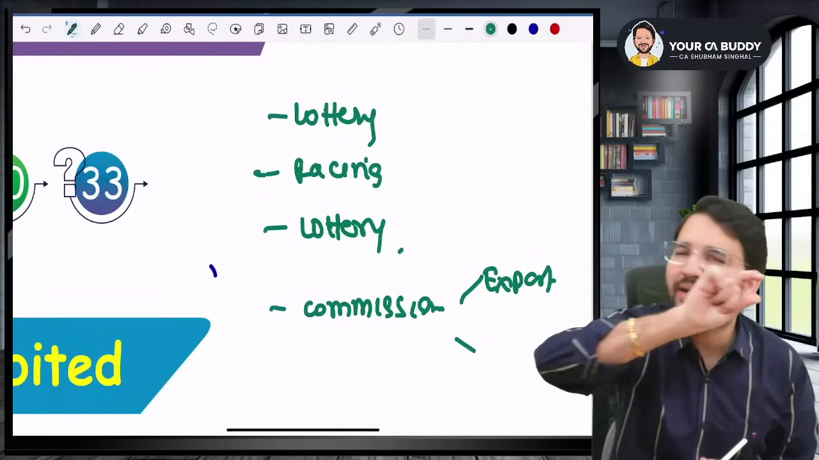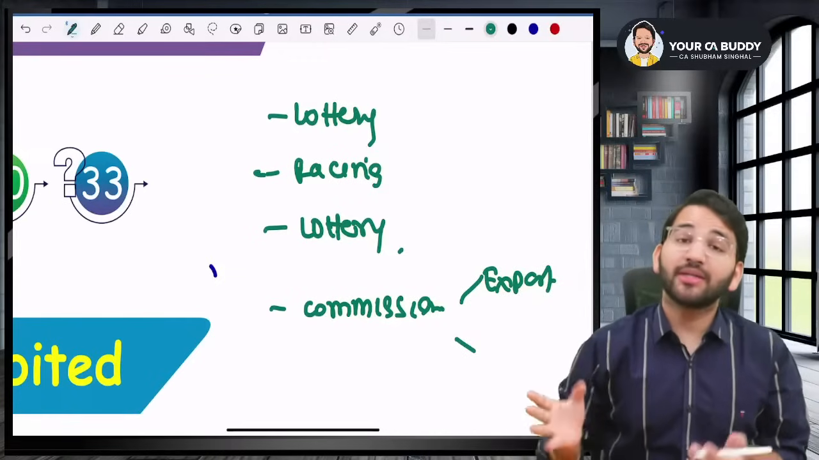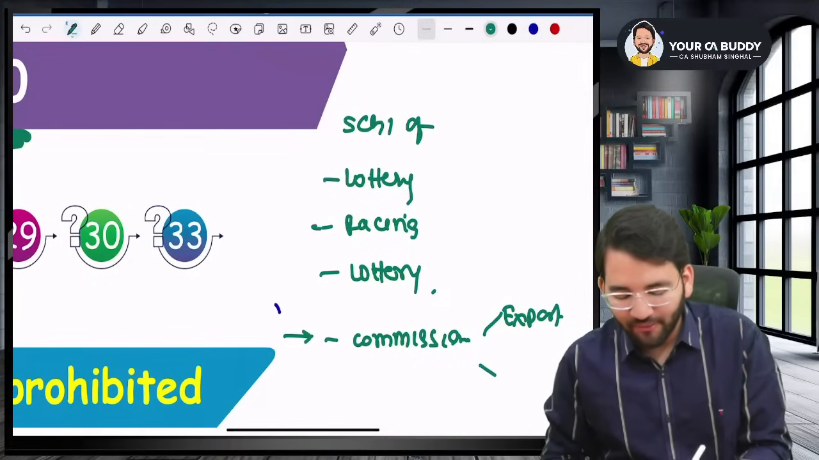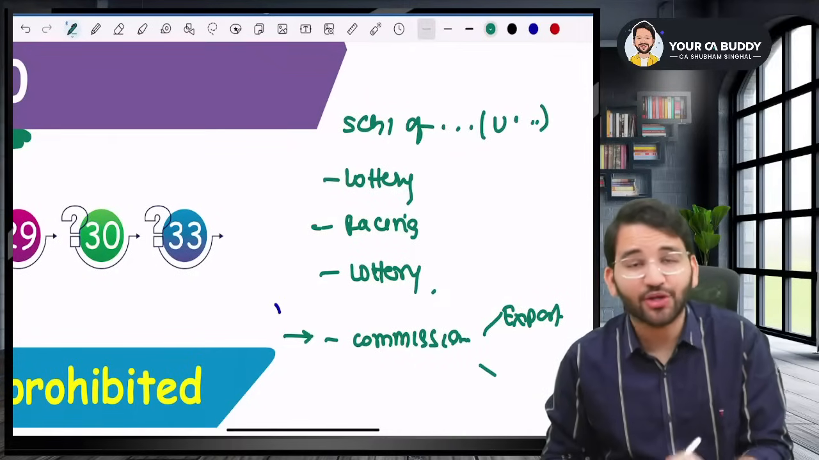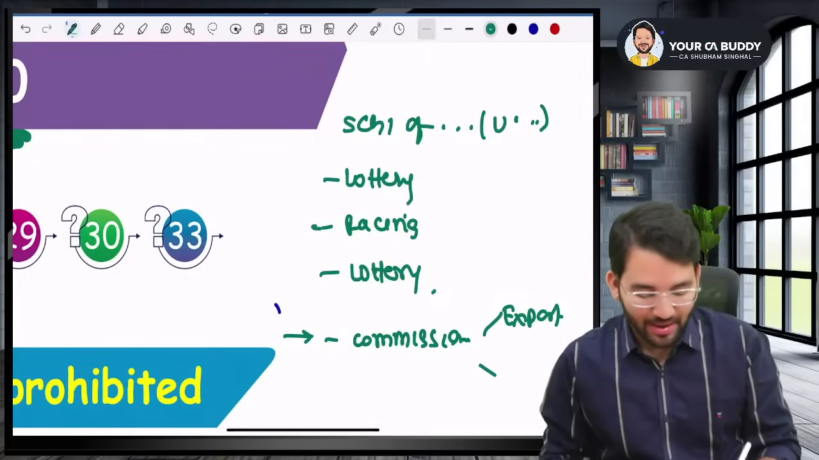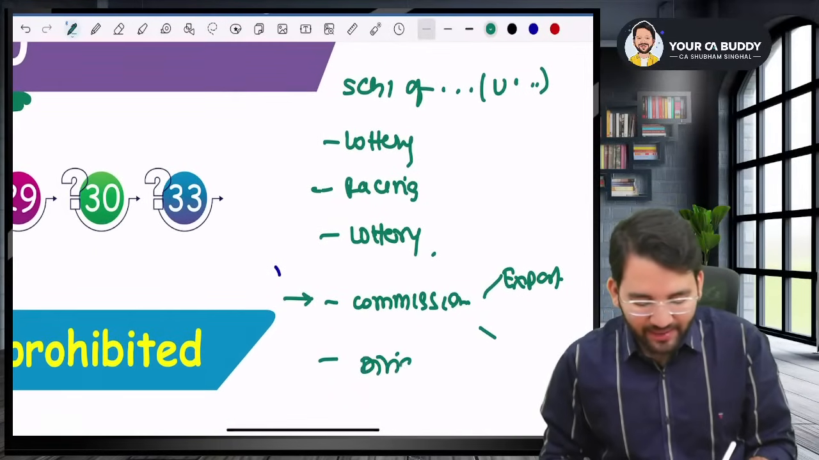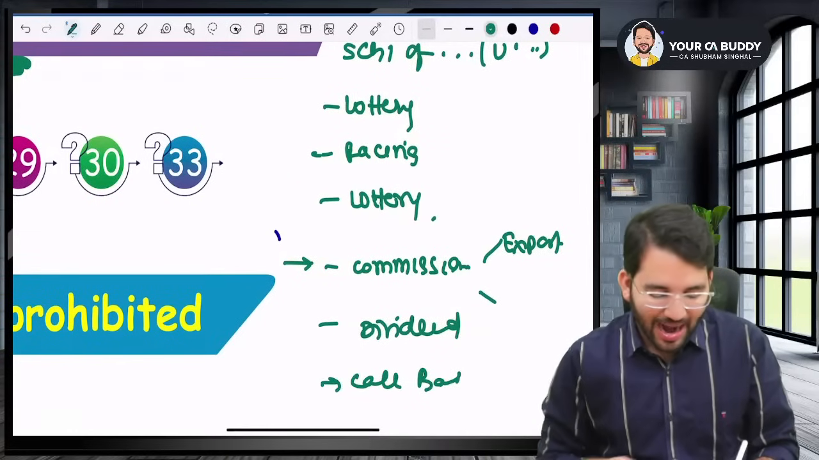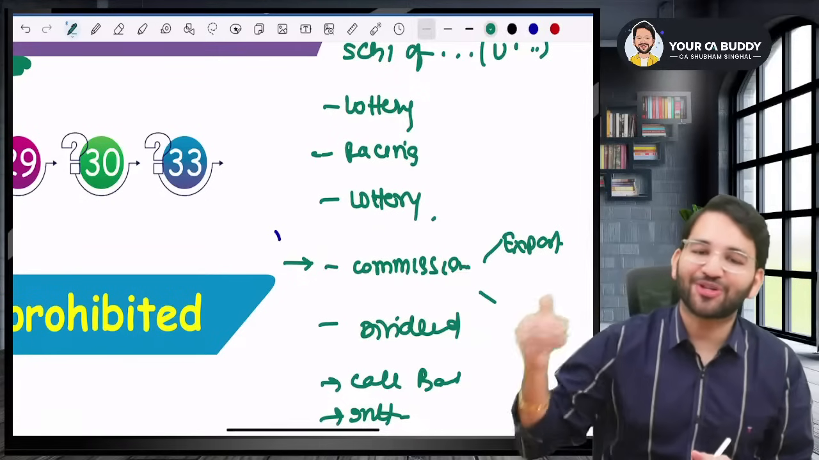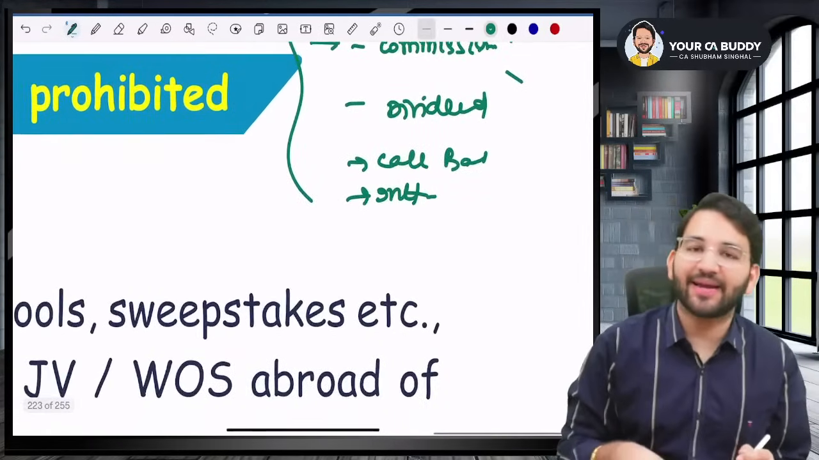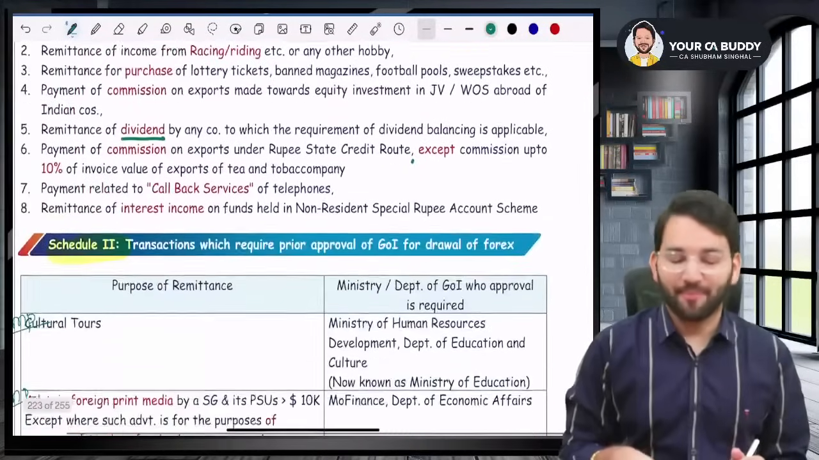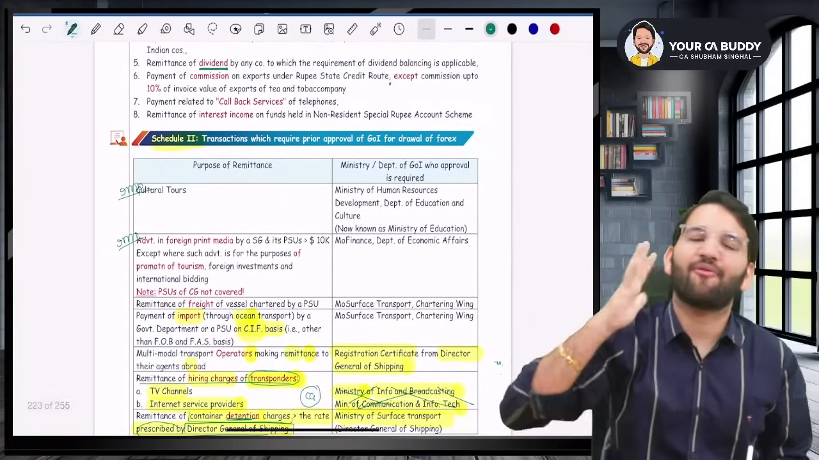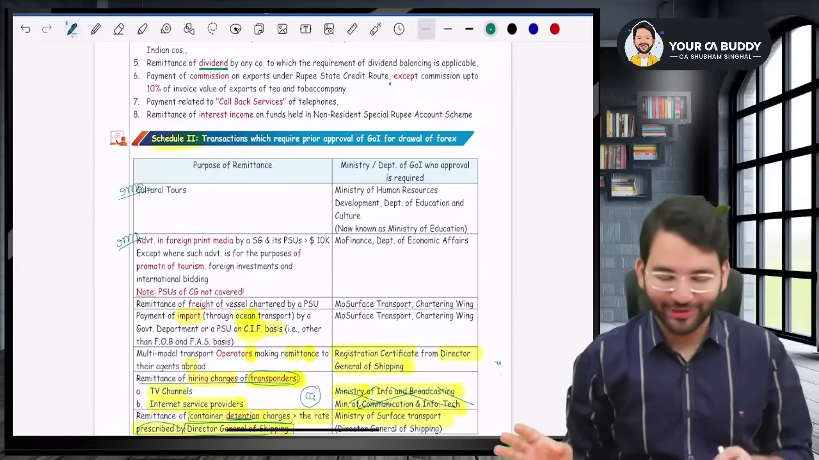Sir, do you need to remember the whole sentence? No, sir. You just need to remember that this particular sentence is written in Schedule 1 of Foreign Exchange Management Current Account Transaction Rules 2000. That is what you need to remember. After that, sir, dividend by a company to which dividend balancing applies, payment related to callback services, and interest income in NR special rupee account. In these eight cases, you are prohibited from remitting foreign exchange. You cannot send foreign exchange outside India.